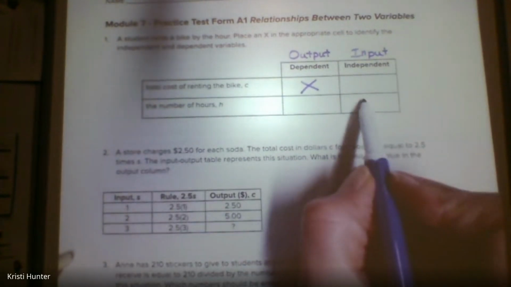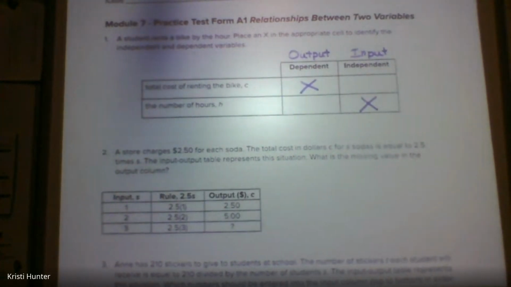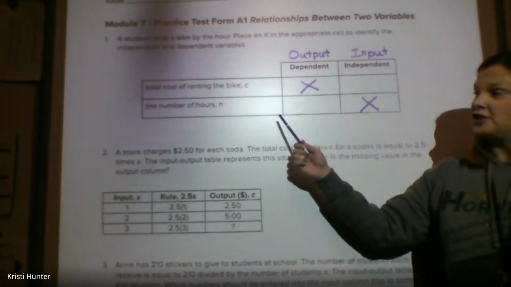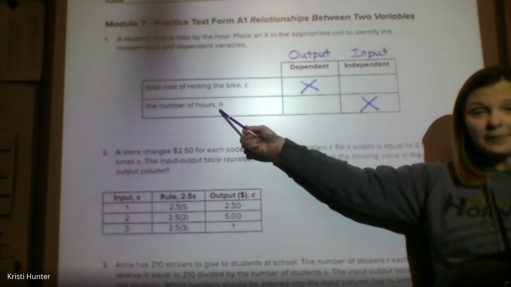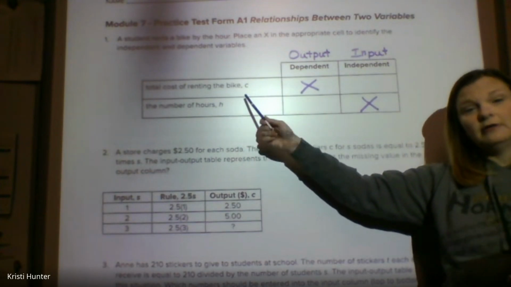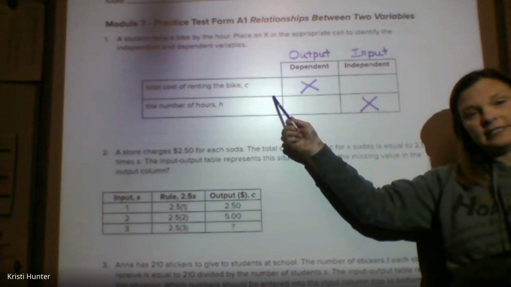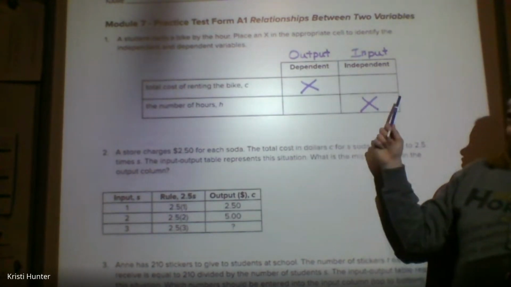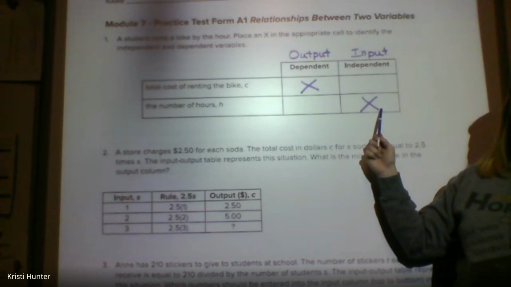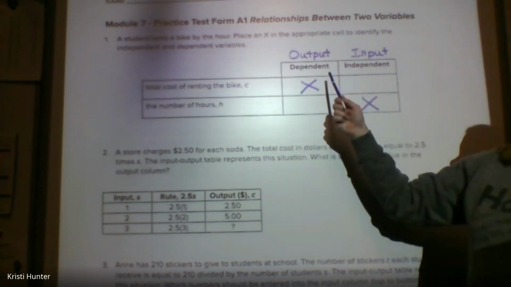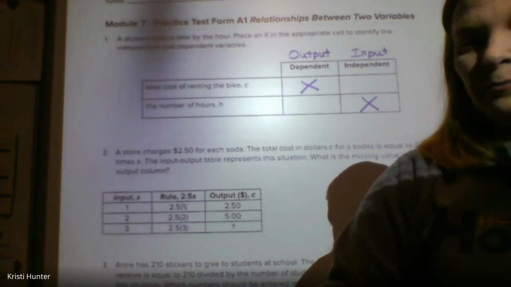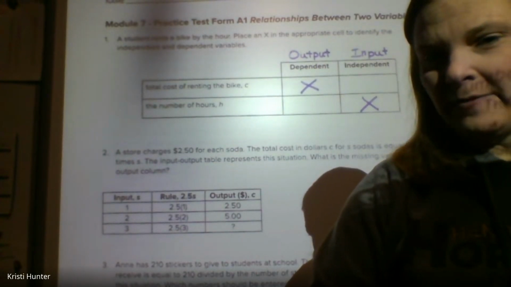And then the number of hours you rent it is what goes in. So if you were writing an equation, you would say a number times H would equal the cost, okay? So your independent variable is what's going in. Your output is the part that's going out, okay?